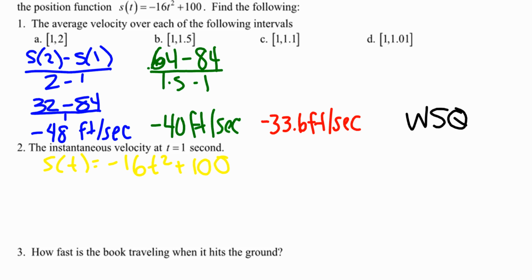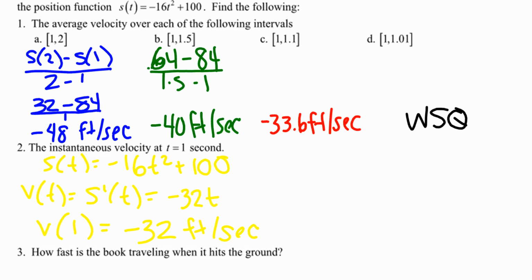we're using the derivative. Remember, velocity is given by the derivative of the position function. So we have negative 32t. So the velocity at the instant t equals 1 is negative 32 feet per second.